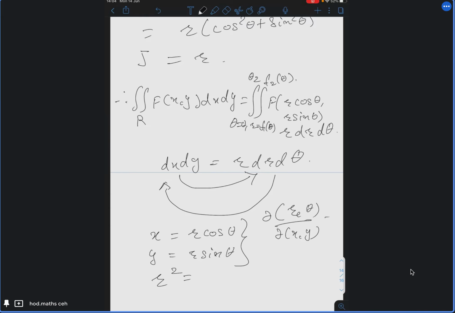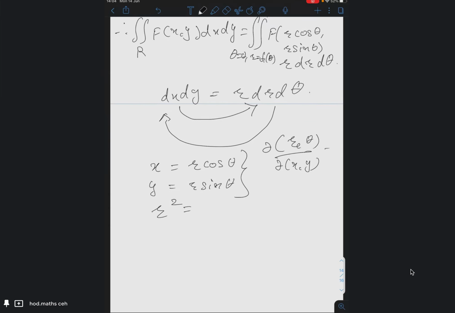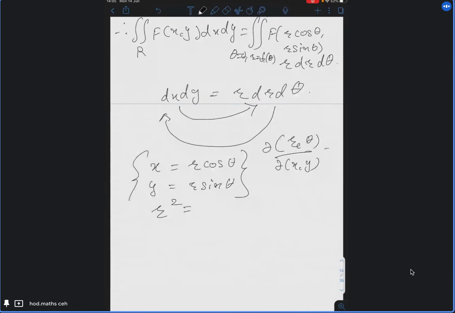1 by root over x square plus y square into dx dy. Yeah, that's what I'm saying. You cannot use it directly. You cannot find the Jacobian of r theta with respect to xy directly by using these equations. If you don't apply the correct formulas, you won't get it. So first you write r purely in terms of xy, theta purely in terms of xy. Then you calculate this Jacobian.